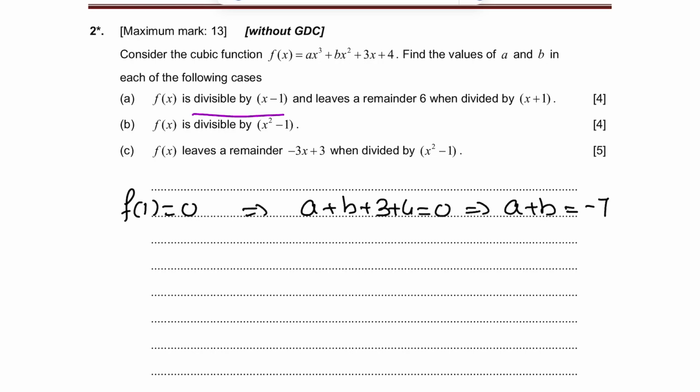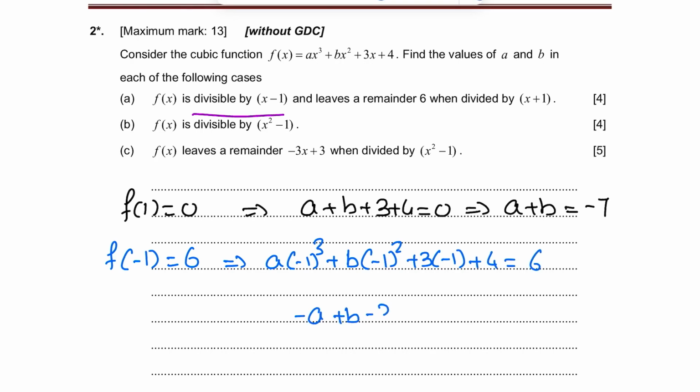Remainder of 6 when divided by x plus 1. f(negative 1) equals 6. It implies a times negative 1 whole cubed plus b times negative 1 whole squared plus 3 times negative 1 plus 4 should be equal to 6. So negative a plus b minus 3 plus 4 equals 6. So negative a plus b equals 5. So I got two equations.